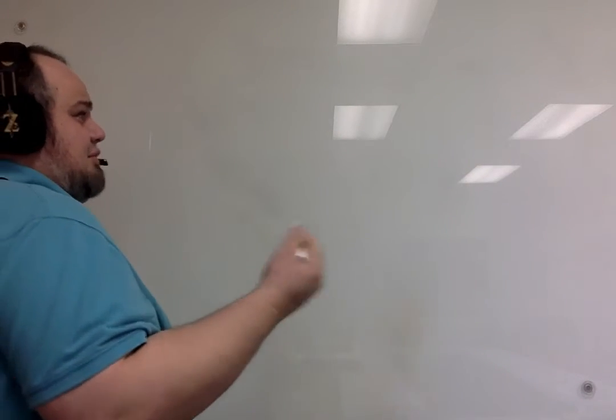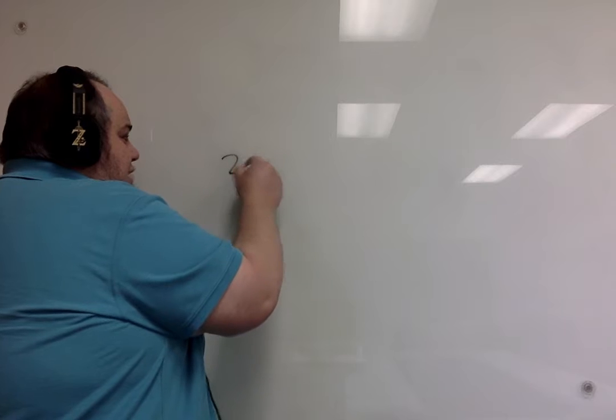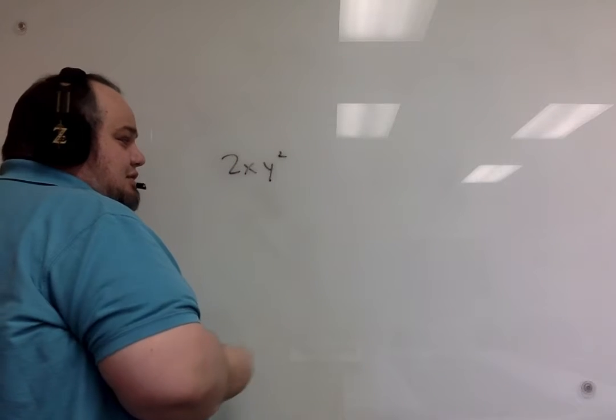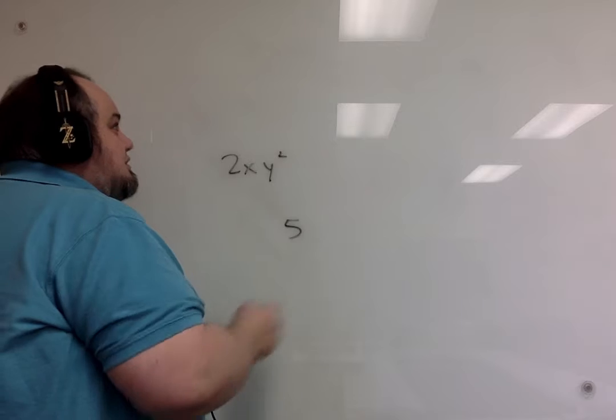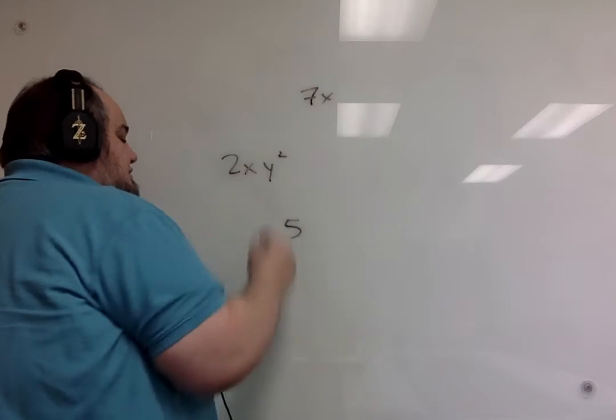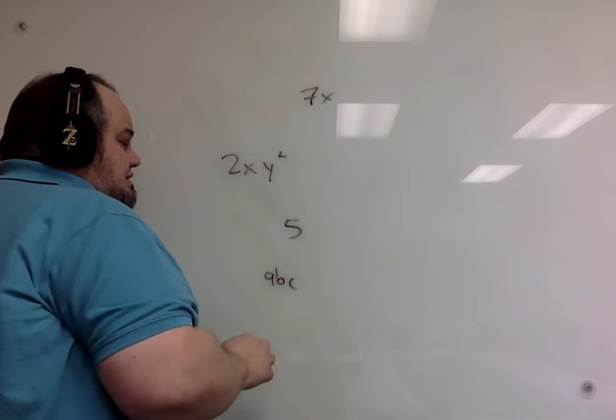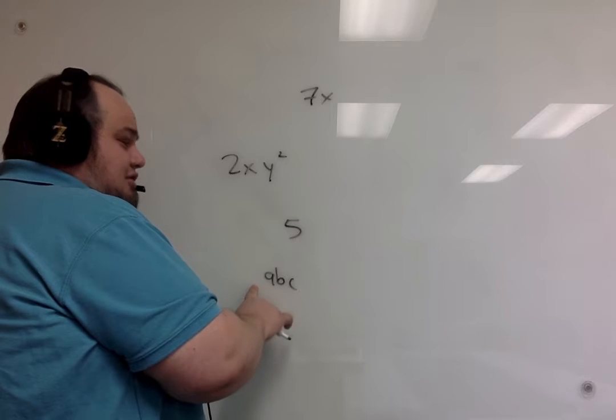Before we get to the definitions, the very first line here is important as well. It says, do you remember what a term is? Terms are defined as a variable, or the product or quotient of a constant and one or more variables. So terms are things that are multiplied together, like 2xy squared would be a term, or 5 is a term, or 7x, or ABC. It doesn't have to have a numerical coefficient.